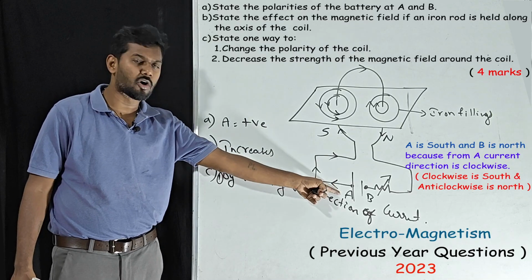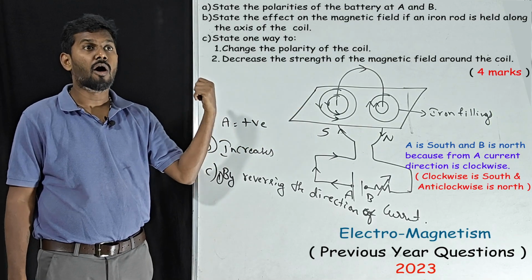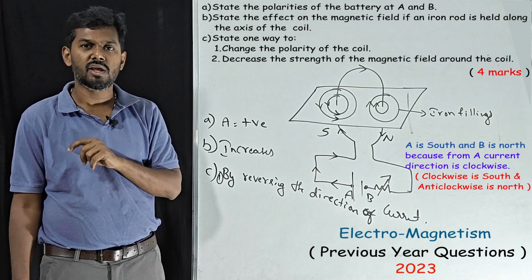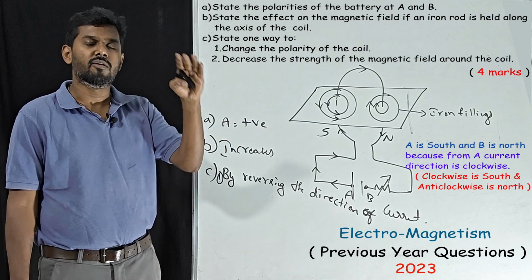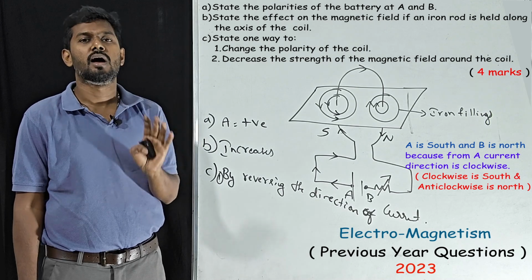We know that because of this coil, battery and wire, we have a magnetic field, correct? How to decrease the strength of the magnetic field? How to increase it? Actually, by increasing the current. In the same way, to decrease the magnetic strength, we have to decrease the current value. That means we have to reduce the current.